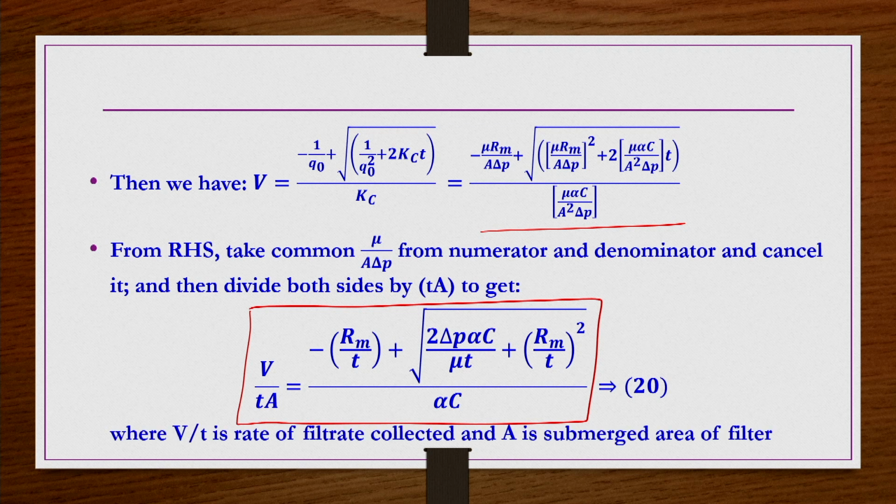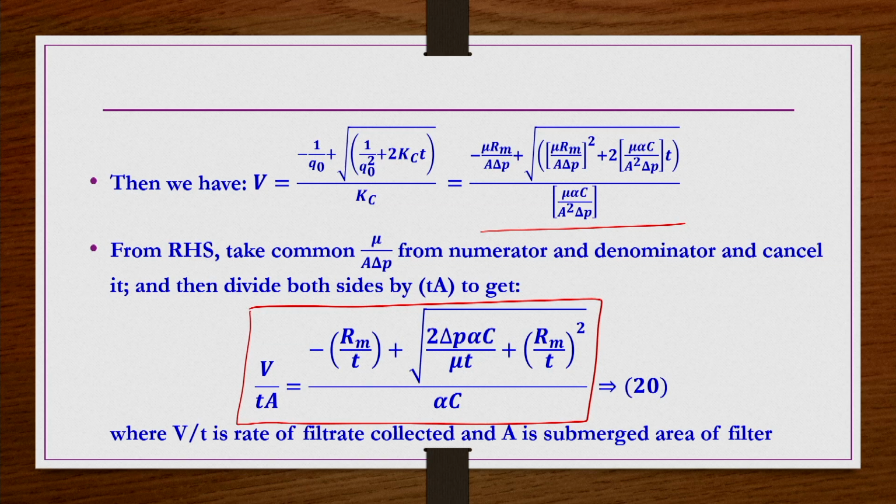So basically the difference between equation number 19 and 20 is that equation 19 is in terms of Kc and 1 by Q naught. Here we directly have this equation in terms of alpha and Rm. V by t is the rate of filtrate collected and A is the submerged area of the filter. It is not the total filter area. In the continuous filtration process, only a fraction of the filter medium is submerged in the slurry, that we are going to see in the equipment part. Only how much area is submerged in the slurry is known as A here, in the case of continuous filtration.